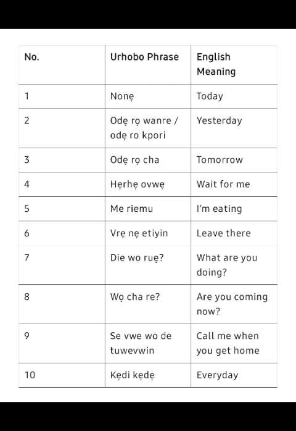6 is vrenetin. Vrenetin means live there. 7 is diewolwe. Diewolwe means what are you doing? 8 is wakare. Wakare means are you coming now? 9 is sewe wode tuwoni. Sewe wode tuwoni means call me when you get home. 10 is kedi kede. Kedi kede means every day.